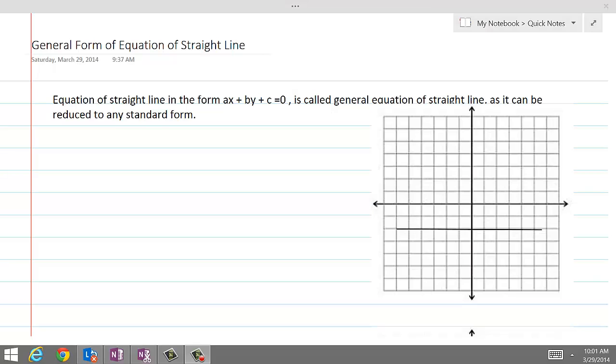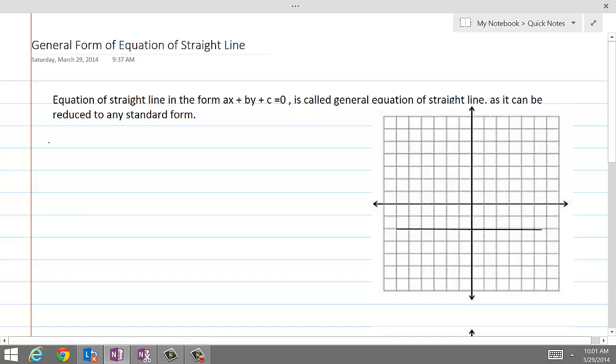Equation of straight line in the form ax plus by plus c equal to 0 is called general form of straight line. And in this lesson we will prove that it always represents a straight line and it can be reduced to any standard form. Let's get started and consider case 1 when a is equal to 0 and b is not equal to 0.